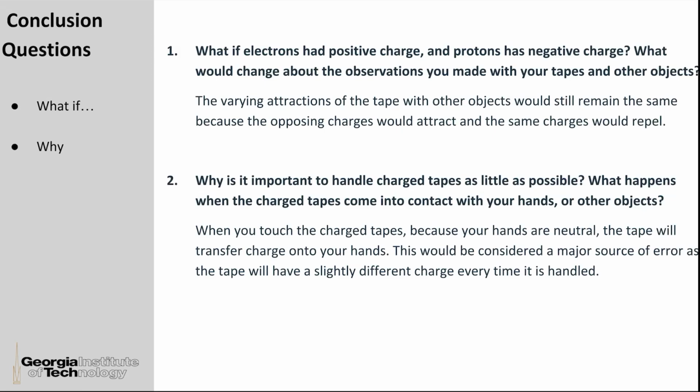So we were asked two questions in relation to our lab. The first asking if electrons and protons switch charges, what would happen? I stated that the varying attractions of the tape with other objects would still remain the same because the opposing charges would attract and the same charges would repel.